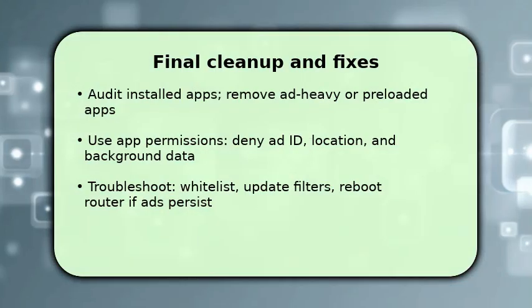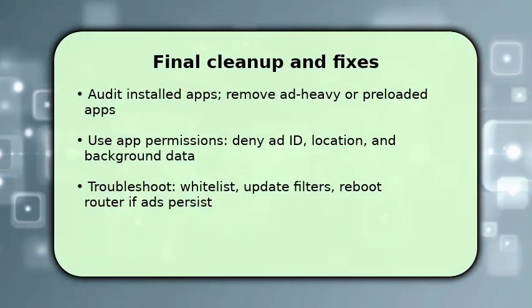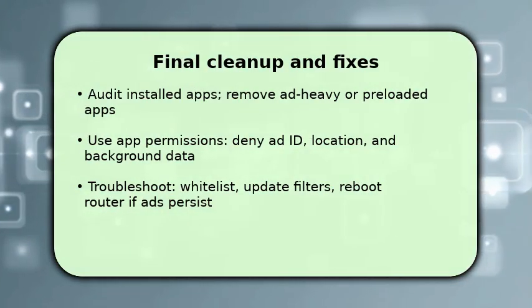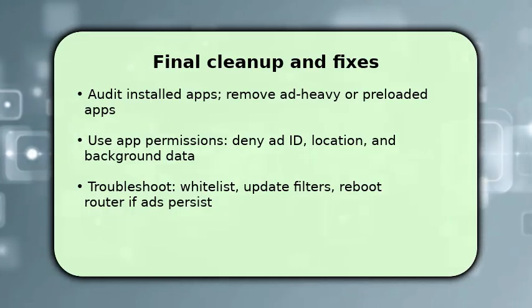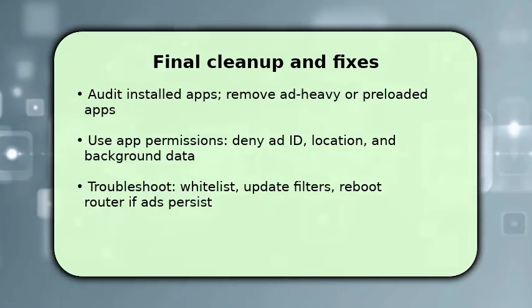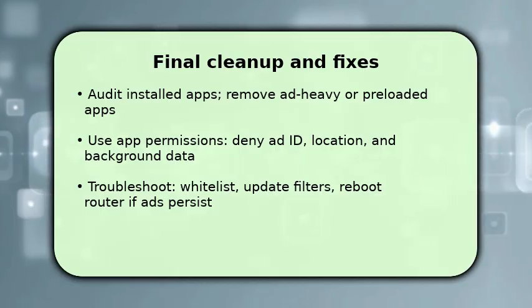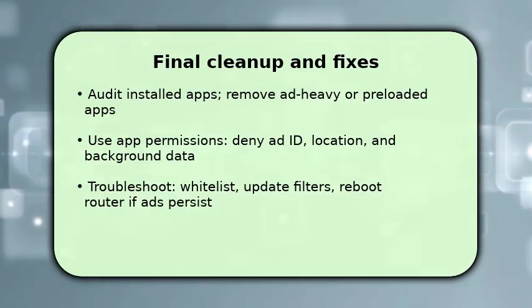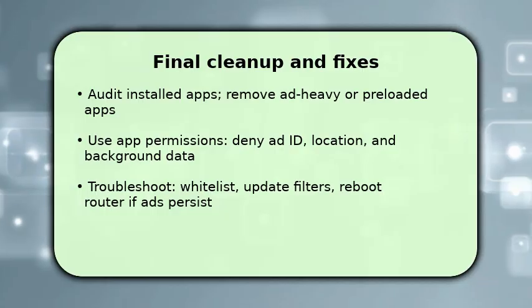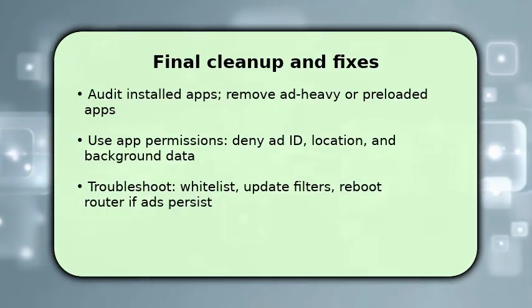To finish, you eliminate remaining ad vectors and lock down permissions. Audit and uninstall apps that serve ads or come preloaded on devices. They often bypass browser blockers. Then deny ad ID, location, and unnecessary background data permissions to apps that need fewer signals for targeted ads.